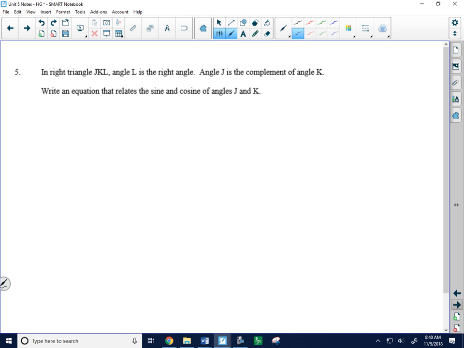Okay, last thing. Let's do the last one, finish up. Right triangle JKL. I'm going to draw a picture. Angle L is the right angle. Doesn't matter where I put the other two, so I'll just do it like that. Angle J is the complement of angle K. I don't think they actually had to tell us that, because if that's a right angle, it's a right triangle. We already knew J and K are complementary, and their sum would be 90.